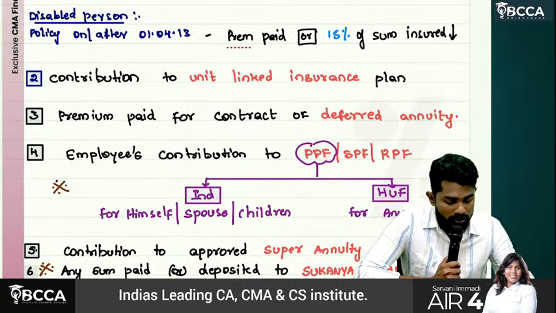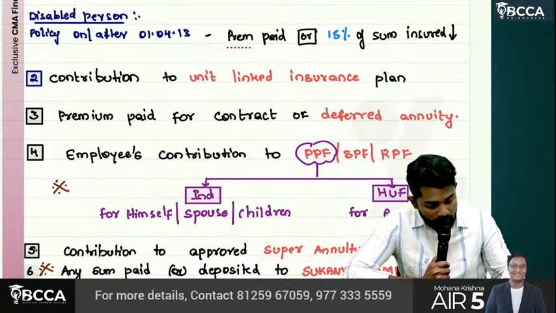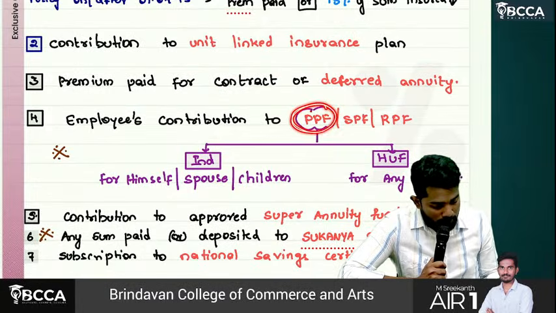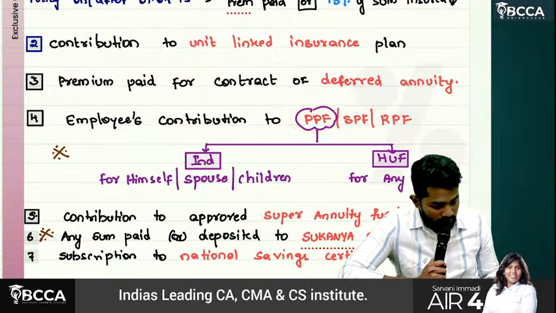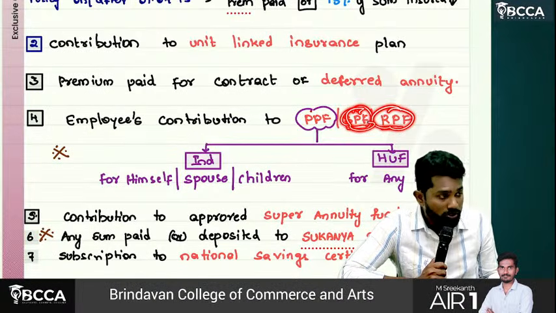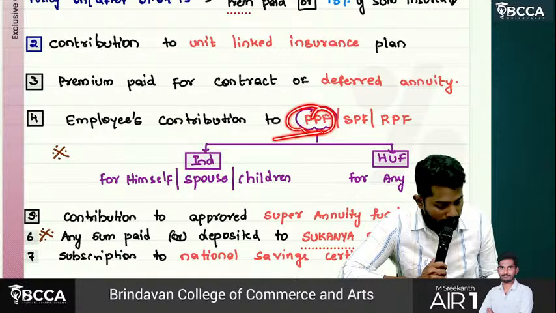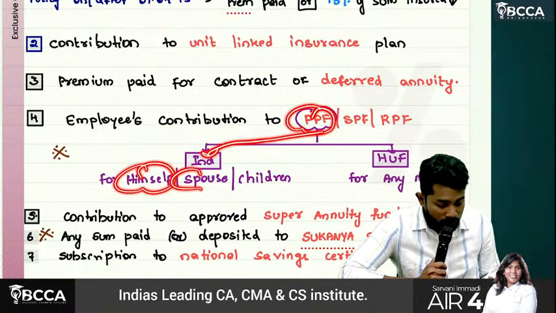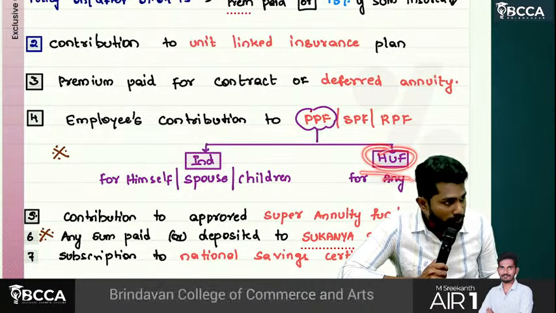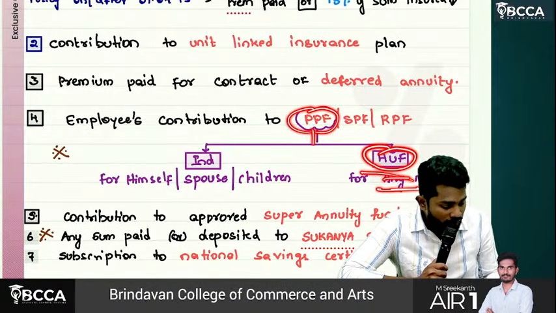Any contribution to unit linked insurance plan, contribution to deferred annuity, employee's contribution to PPF, SPF, RPF. Okay, SPF and RPF should be for the individual's own contributions only. PPF can be made by an individual for himself, spouse and children. For HUF, it can be contributed for any member. That applies only for PPF, sir.